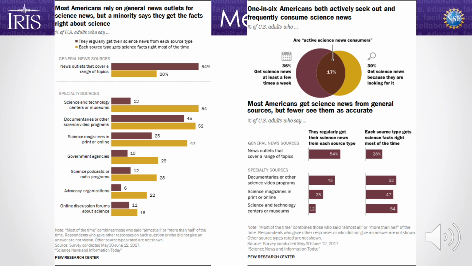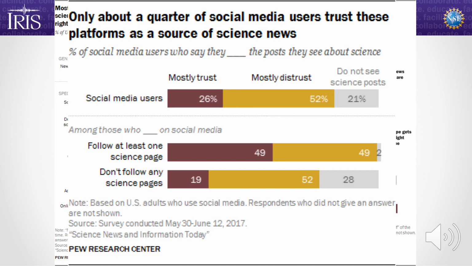Additionally, most Americans are relying on general news outlets for science news, but they really don't think they're getting the facts right about science. Now, the good news here is that 1 in 6 Americans are actively seeking out and consuming science news. But only about a quarter of social media users trust those platforms as a source of science news. So people are looking for science information, but they don't trust the media and they don't trust social media.